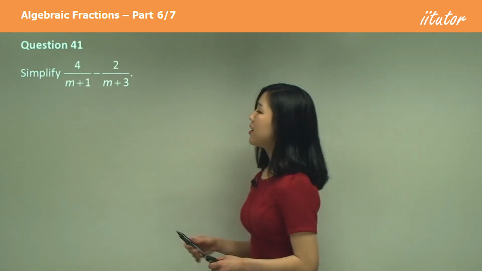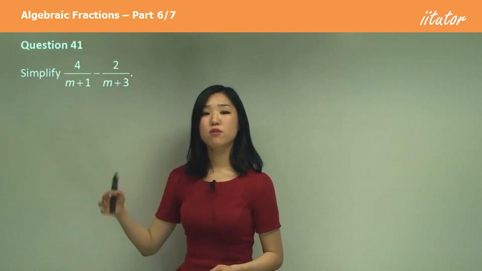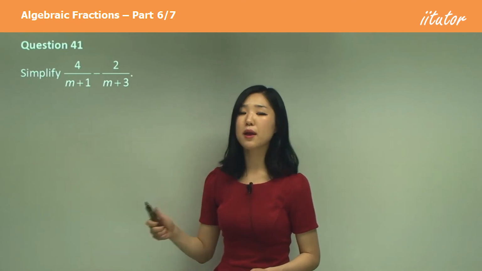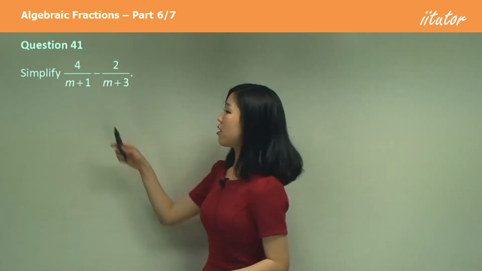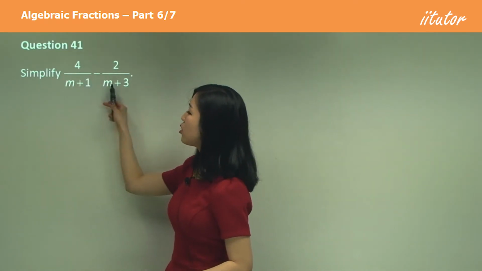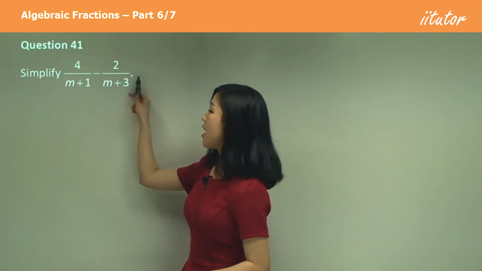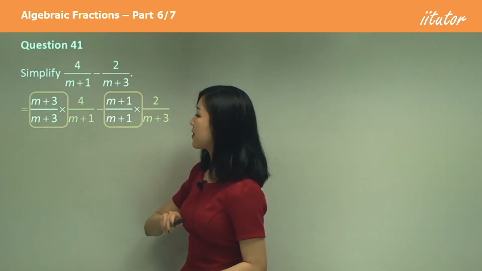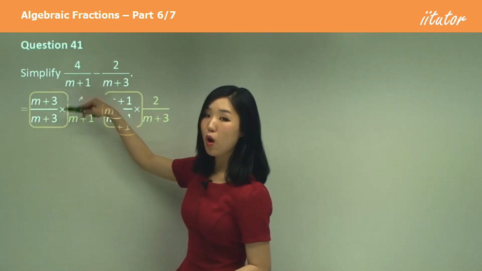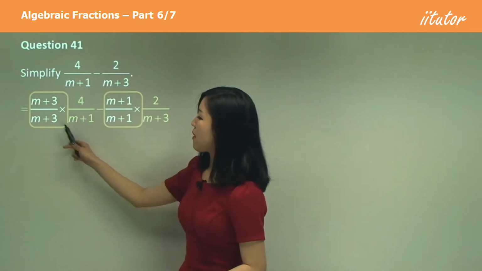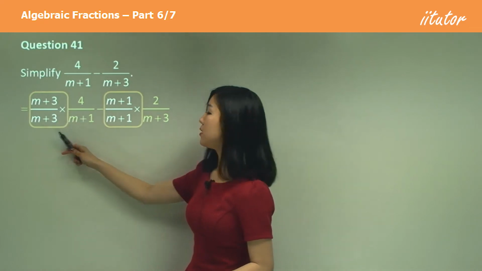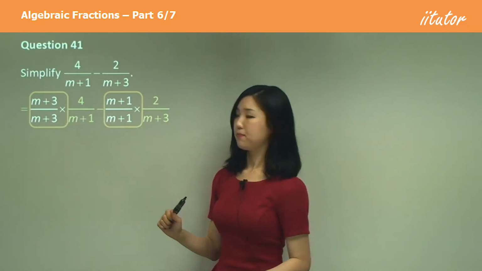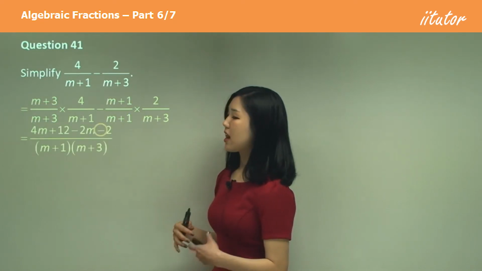All right? So again, we've got some pronumerals on the denominators. So we have to make the same denominator by multiplying by each other. So for this fraction, I'm going to multiply by m plus 3. And for this fraction, I'm going to multiply by m plus 1, like this. But make sure you do it to both top and bottom. So this fraction by m plus 3 on top and bottom, and this fraction by m plus 1 on top and bottom.